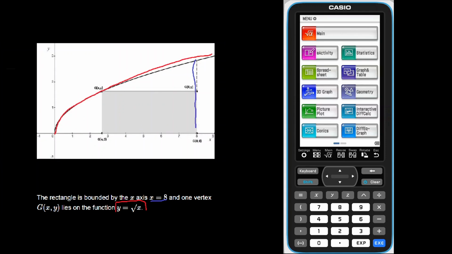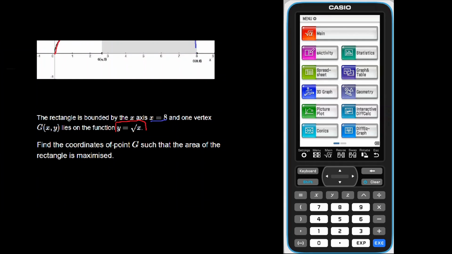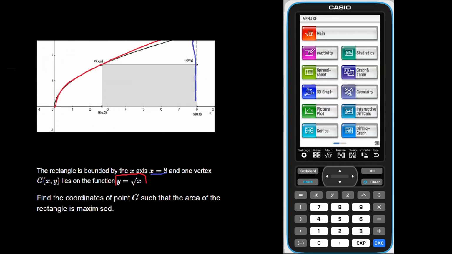So now we've got that. What we're wanting to do is find the coordinates of point G such that the area of the rectangle is maximized. So we can draw the rectangle in a number of ways. Like another way is to draw it from here to here and then across. Is that bigger than the other one? We don't know.